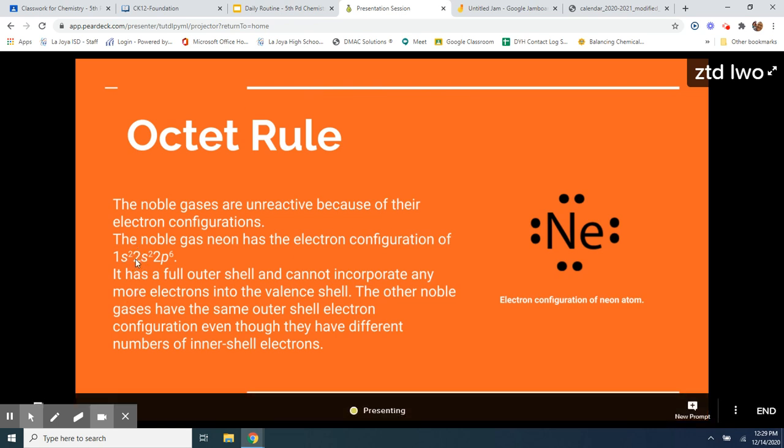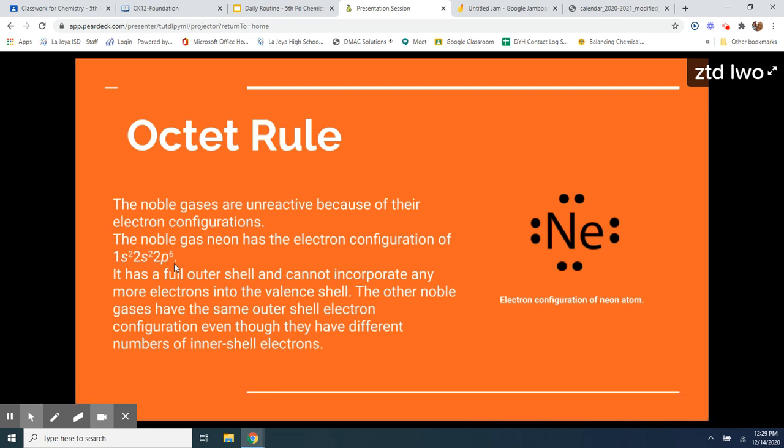For neon, it's energy level 2, right? In energy level 2, you have two different orbitals: the s orbital and the p orbital. The s orbital is going to have 2 electrons, and the p orbital is going to have 6 electrons. When you add those up, you get the 8 electrons that you need in order to have that stability that these noble gases have.